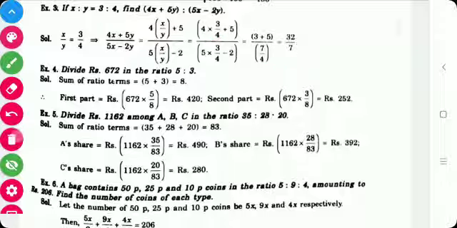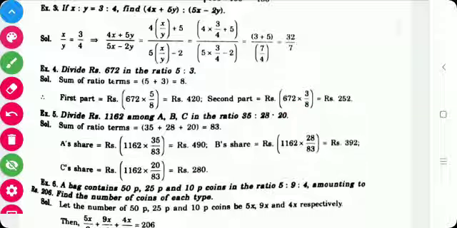Next problem is: divide rupees 672 in the ratio 5 is to 3. The sum of this ratio is 8. So the first part of 672 is 672 into 5 upon 8, as the sum of 5 and 3 is 8. So it is 420. The second part of rupees 672 is 672 into 3 by 8, which is rupees 252.